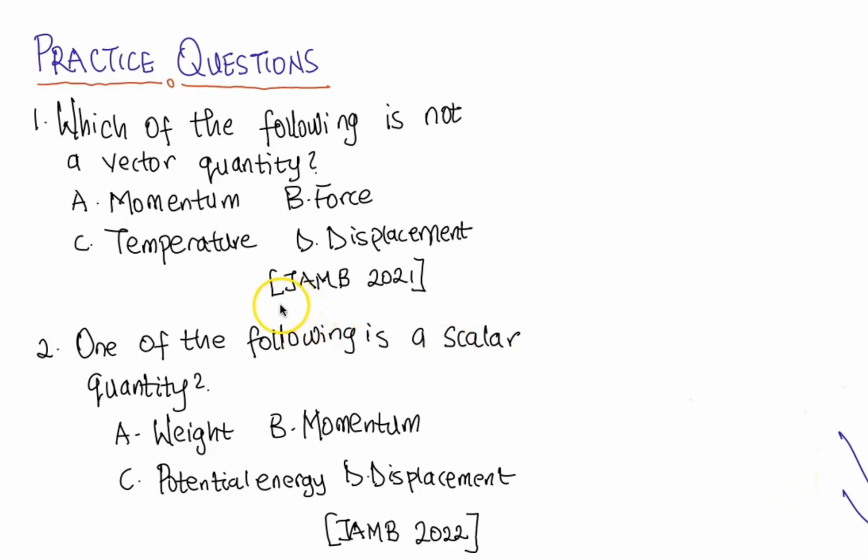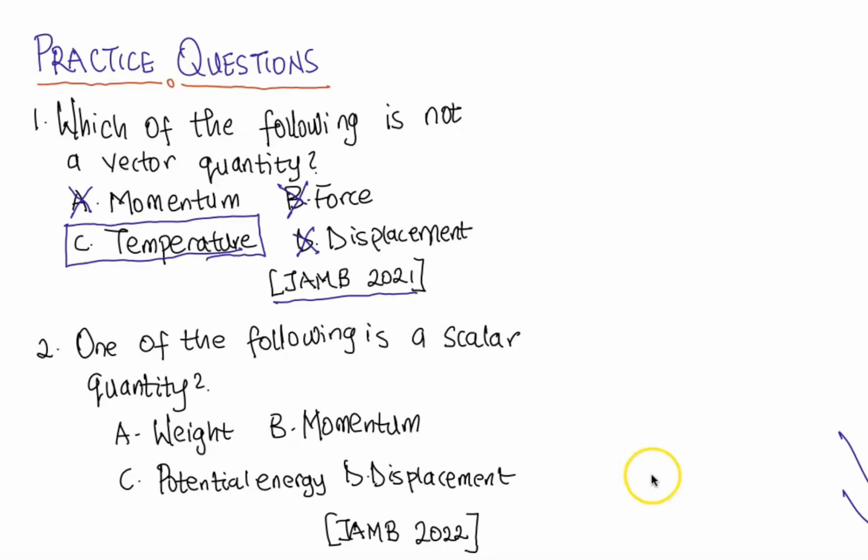And the first question, which is a JAMB 2021 question, reads, which of the following is not a vector quantity? So if the quantity is not a vector quantity, that means that it is a scalar quantity. And momentum is a vector quantity. So we are going to take out momentum. Force is a vector quantity. So we are going to take out force. Displacement is a vector quantity. So we are going to take out displacement. So automatically we are left with temperature, and temperature is not a vector quantity because it is a scalar quantity. So temperature is the answer to this JAMB 2021 question.